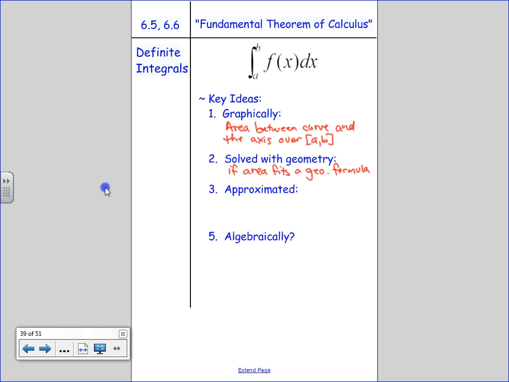How? Using, we already talked about it, rectangles. Rectangles have what as their area formula from our forever card? A equals base times height. Base, change in x, height, f of x value. Then we also had trapezoids.